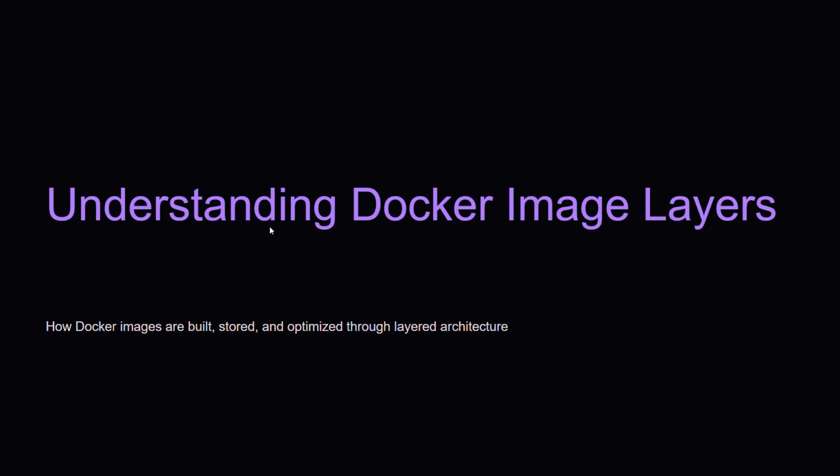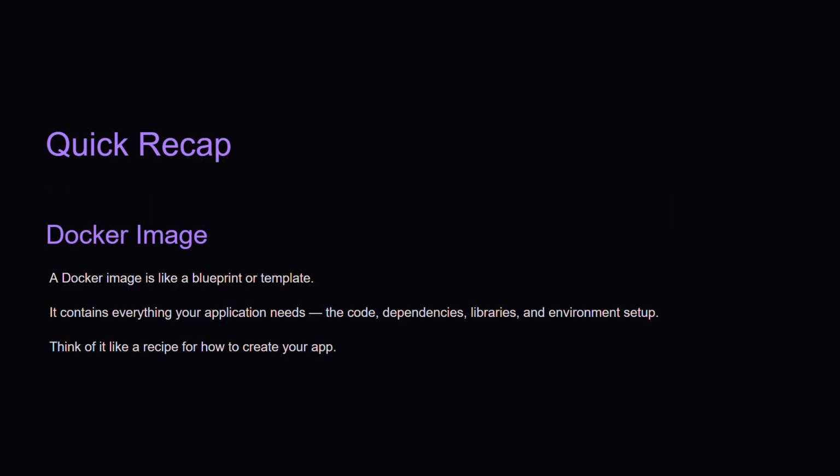So let's understand Docker image layers: how Docker images are built, stored and optimized through layered architecture. So here is the quick recap of Docker image. A Docker image is like a blueprint or template, which you already know, as I explained that in the previous session, so you can go and check it out. The Docker image contains everything your application needs, for example the code, dependencies, libraries and environment setups. Think of it like a recipe for how to create your application.